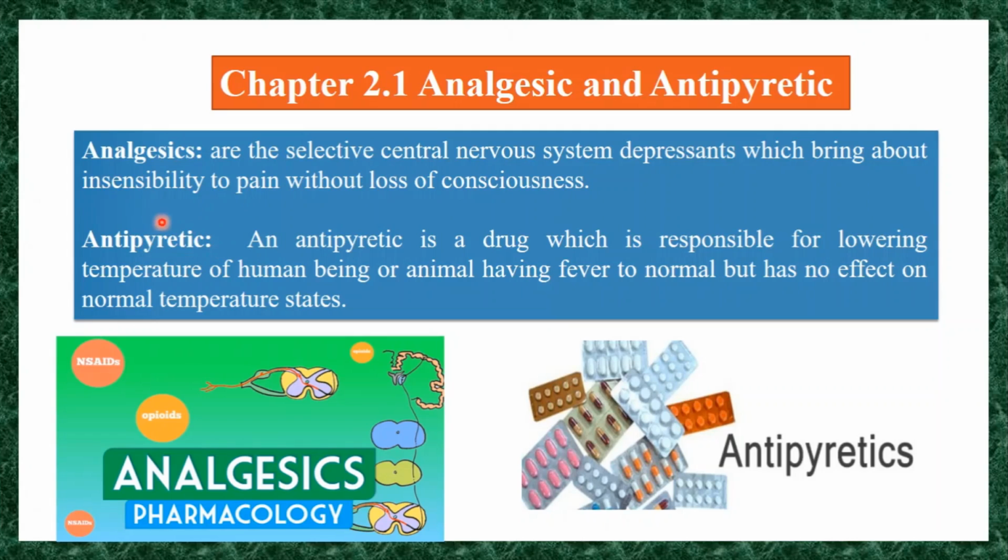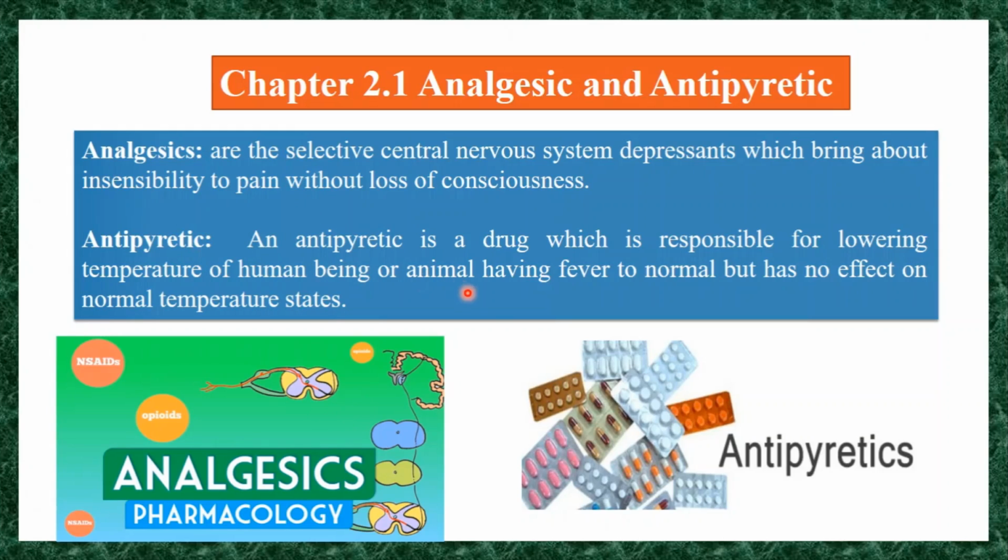And the second one is the antipyretic drug. An antipyretic is a drug which is responsible for lowering temperature. It lowers the temperature of a human being or animal having fever to normal, but has no effect on normal temperature state. That is called an antipyretic drug.